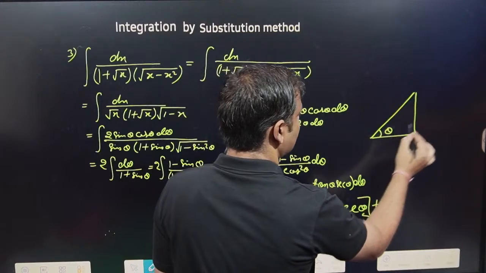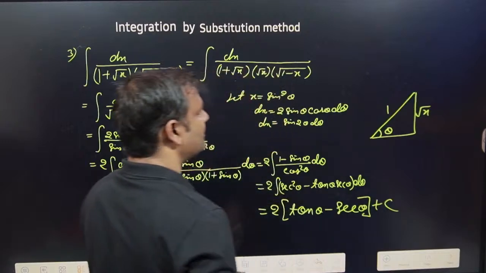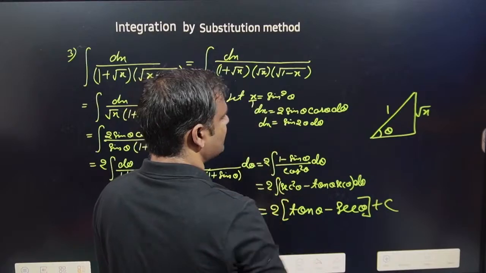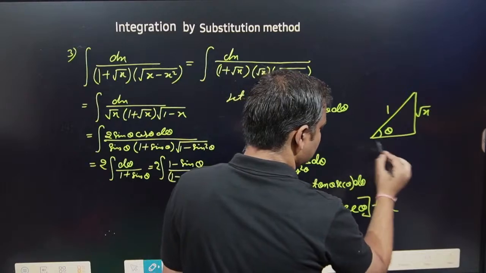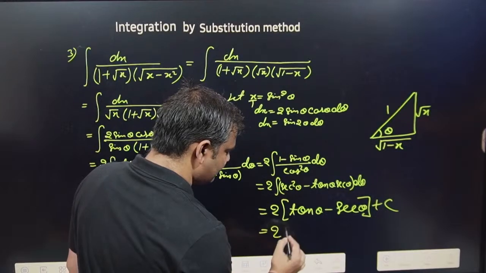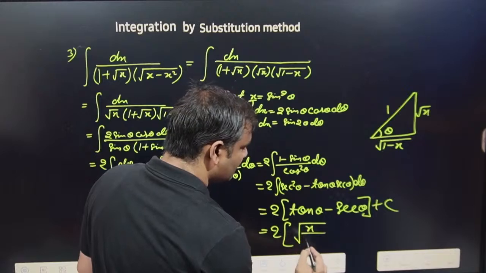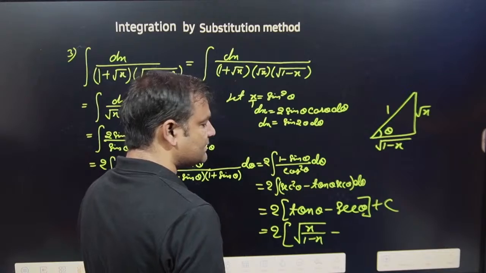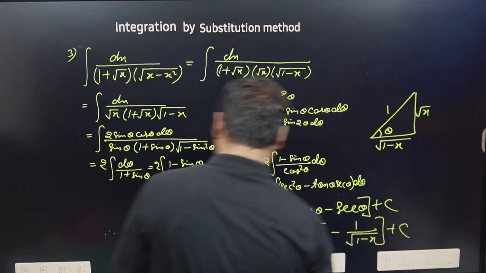Sin theta is root x, perpendicular over hypotenuse, so sin theta is root x by 1. So root x and here 1, and the base is simply root of 1 minus x. So tan theta is root x upon root 1 minus x, and sec theta is 1 upon root 1 minus x, plus c. That is the right answer.